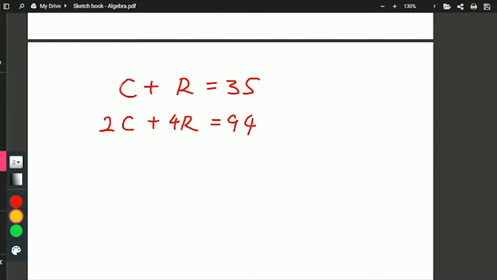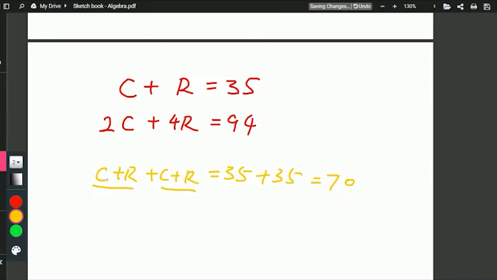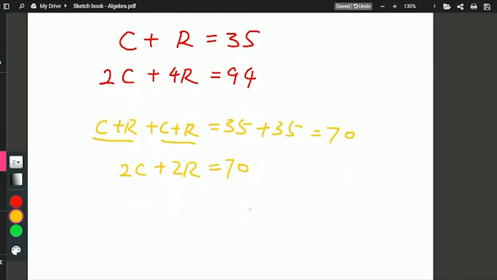if I have another C plus R, so C plus R plus C plus R, this part is 35 and this part is 35, so this should be 35 plus 35, which is 70. But looking at this, we have C plus R plus C plus R, so that's 2 times C and 2 times R, and that is equal to 70.